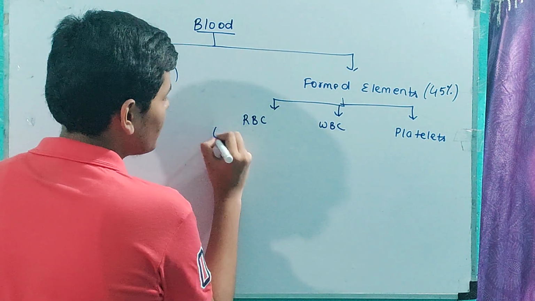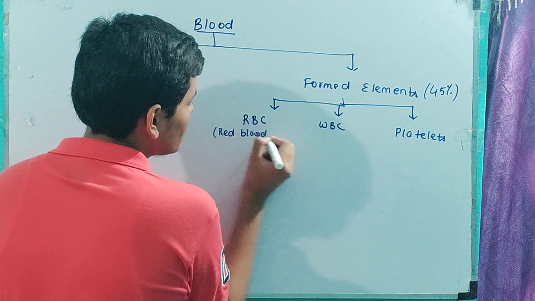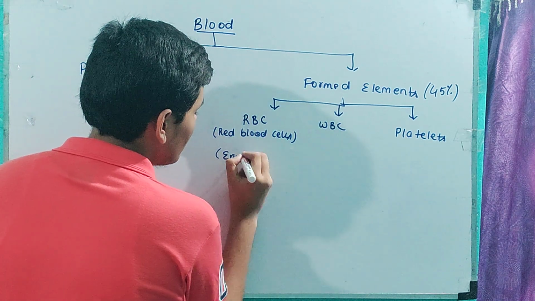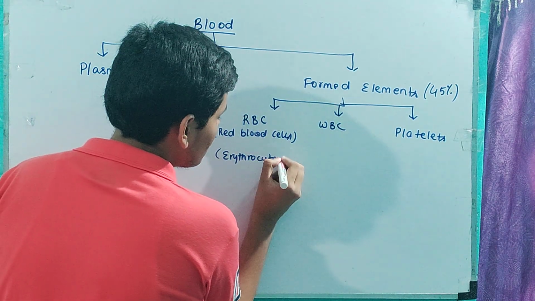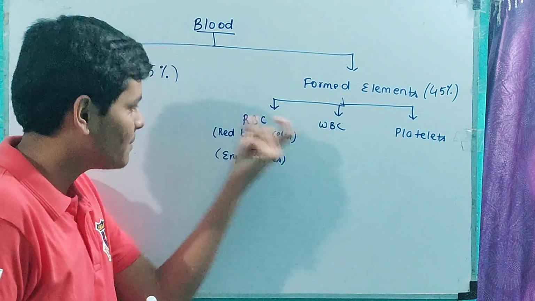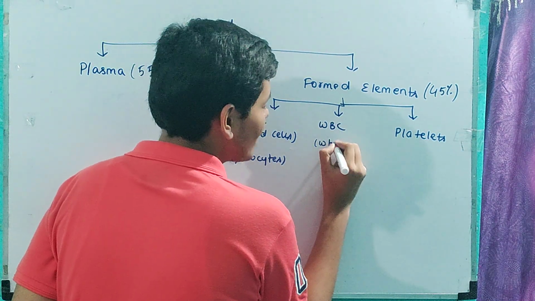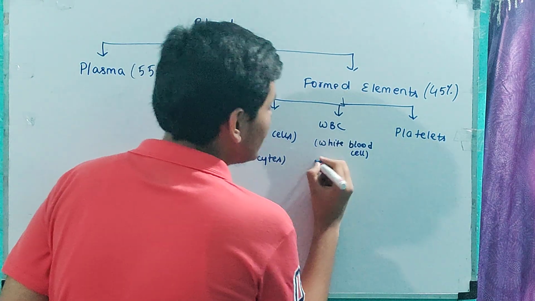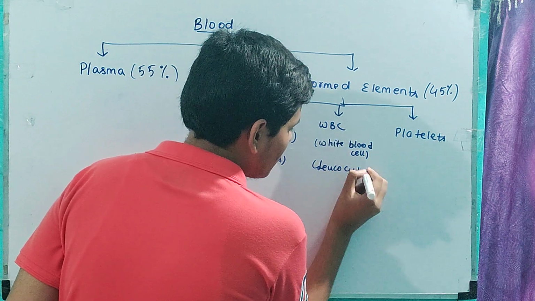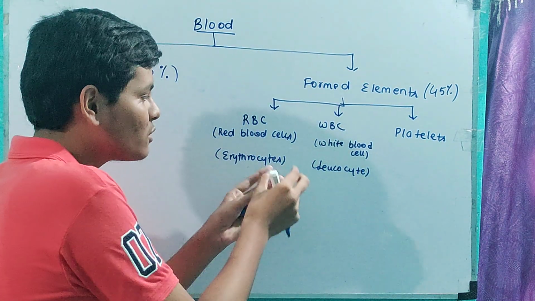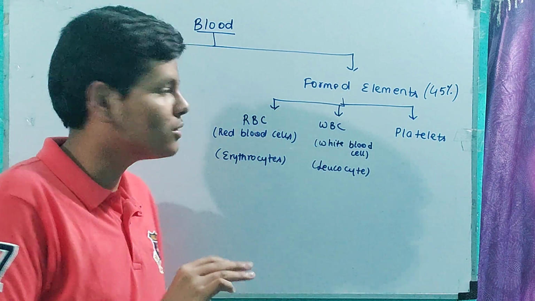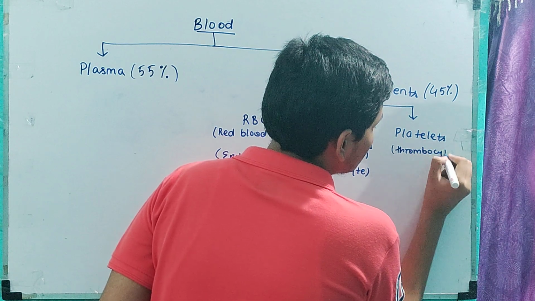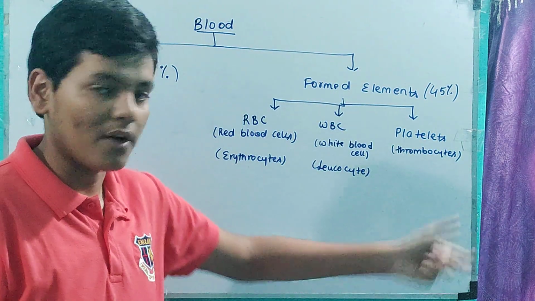The RBCs are the red blood cells. The other name of the red blood cells is erythrocytes. WBC is the white blood cell, and the other name of WBC is leukocyte. The term leuco means colorless, so as there is no color of WBC, we usually attribute it to white. And then platelets, that are known as thrombocytes. These are the scientific terms of these cells.